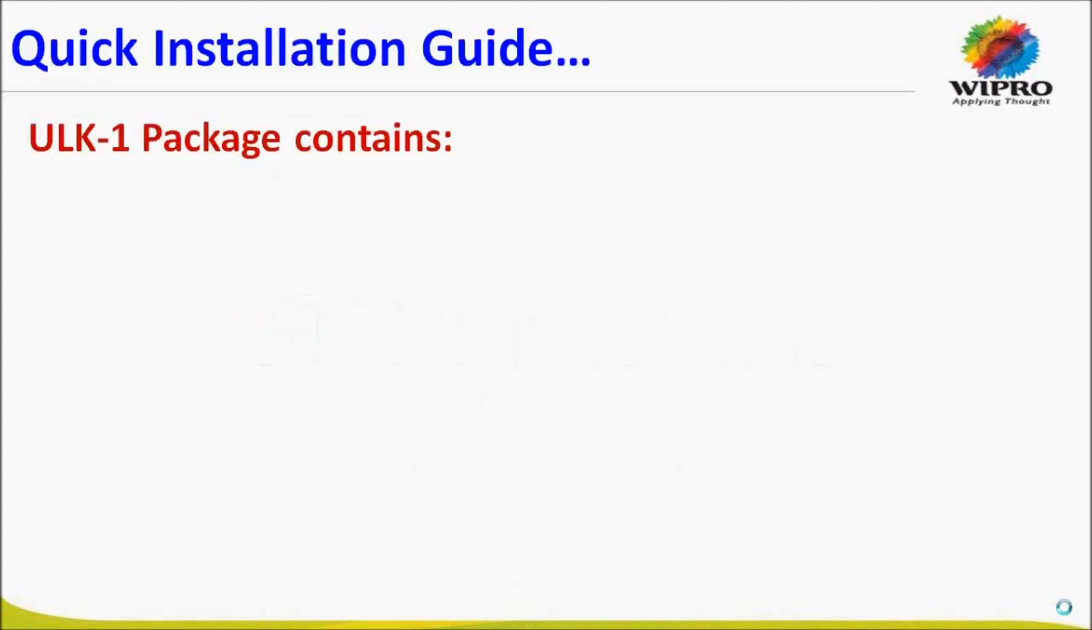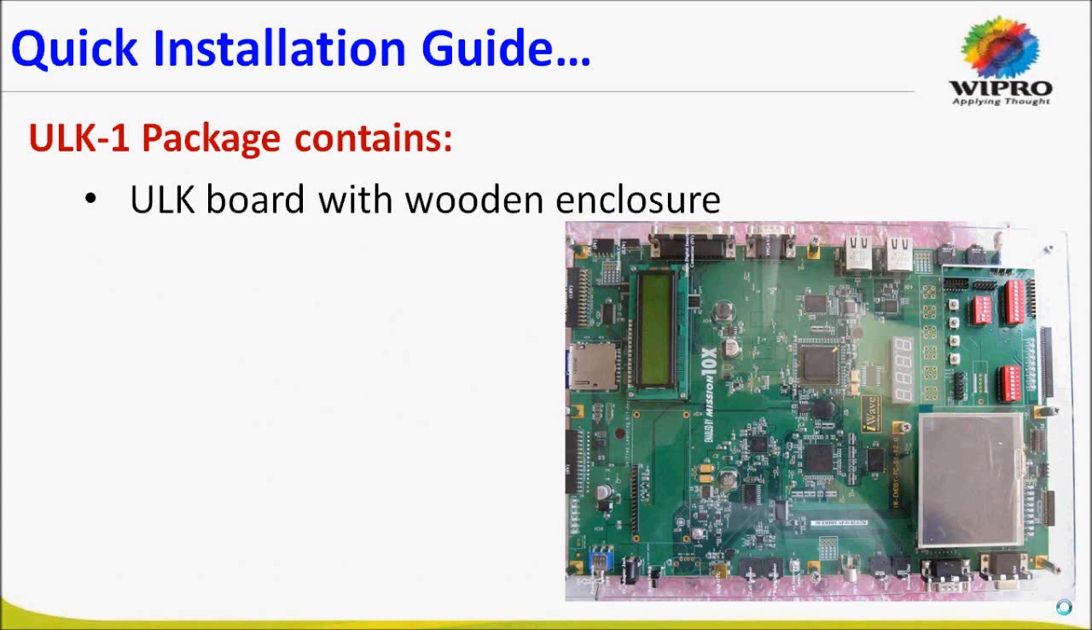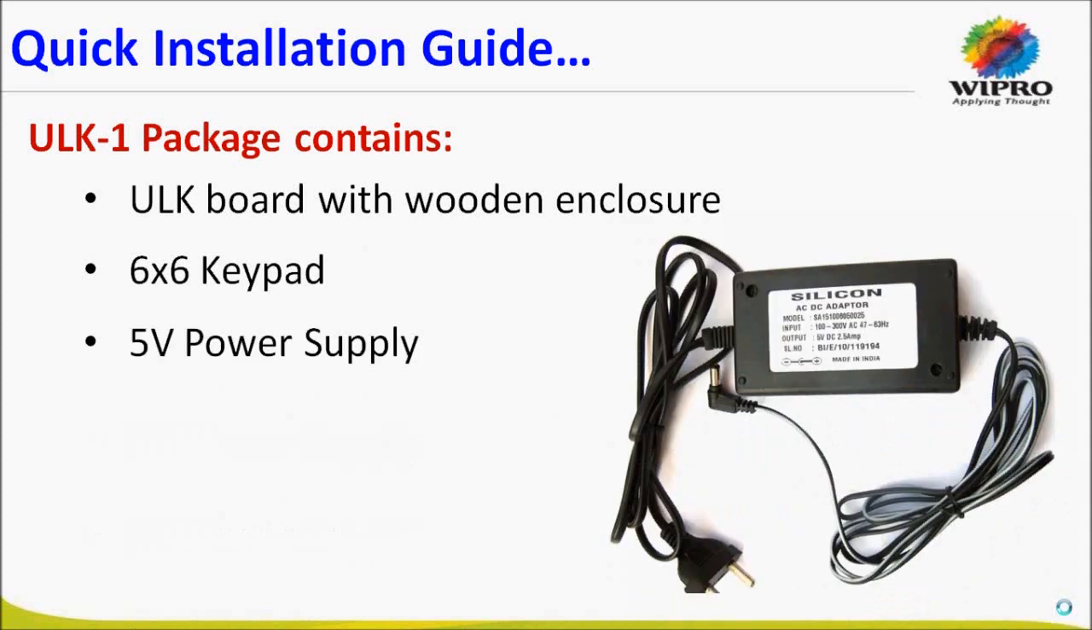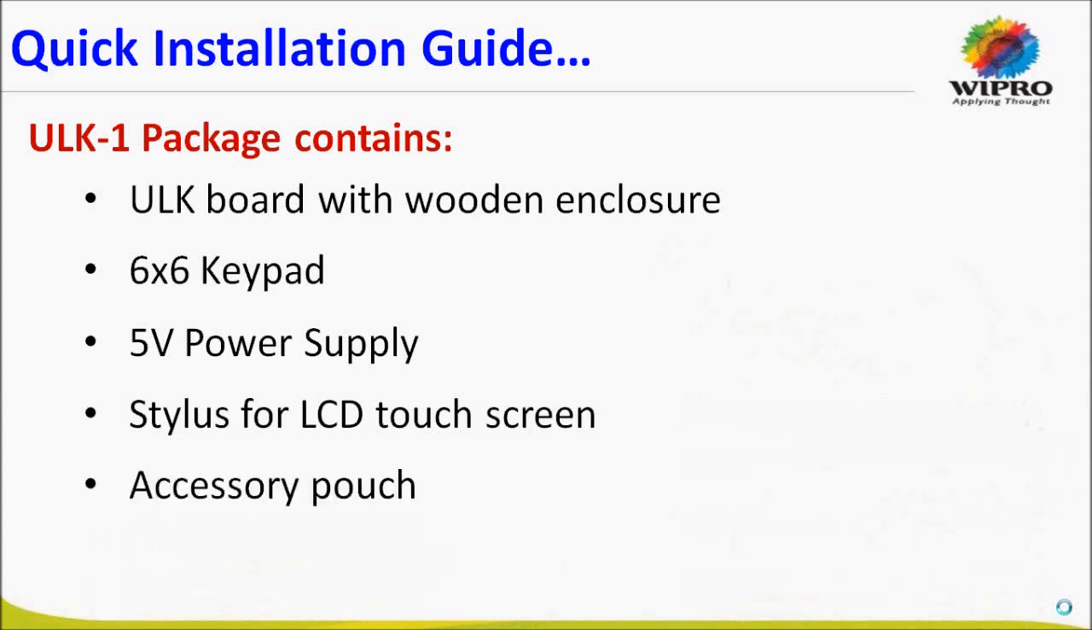Upon opening the ULK-1 delivery package, you will find the ULK board inside a wooden enclosure, a 6x6 keypad, 5V power supply adapter, stylus for LCD touchscreen, and a cable accessory pouch.